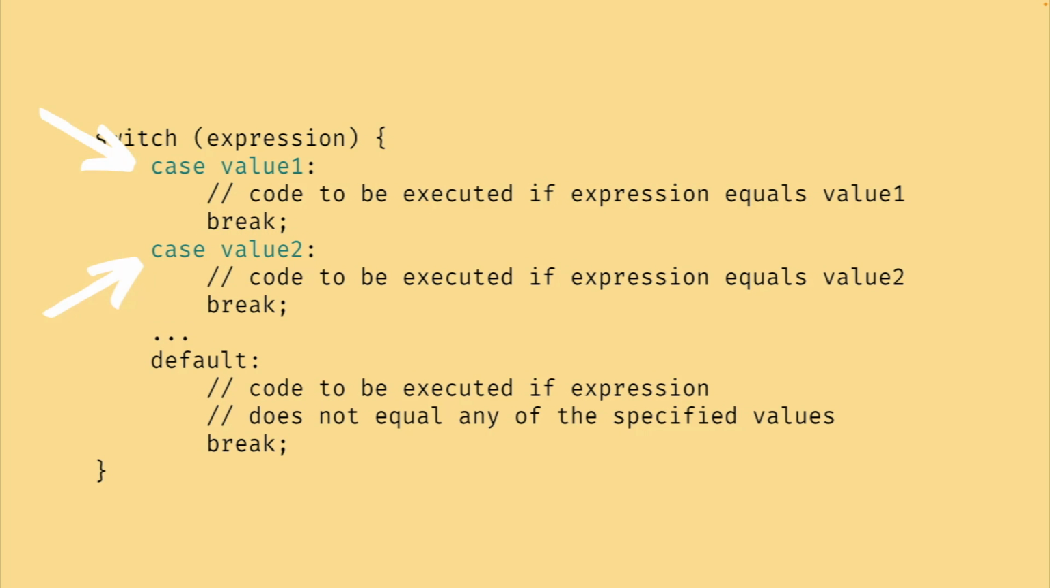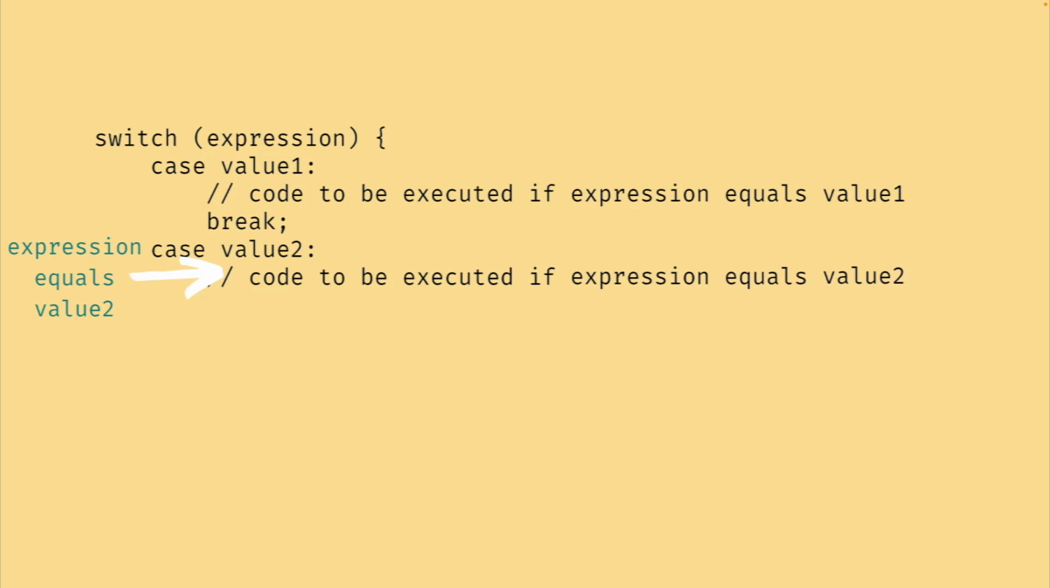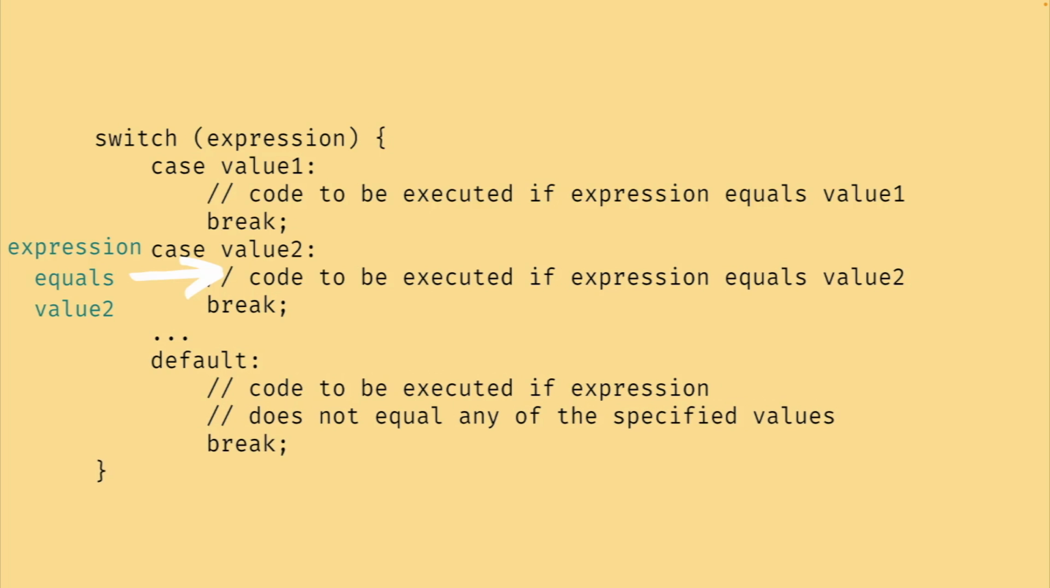You can see the case labels here. The case labels are a certain value. And when the expression matches one of the case labels, the code inside the case block is going to be executed if the expression equals that value. So let's say in this example, our expression equals value 2. That means the code after value 2 is going to be executed.